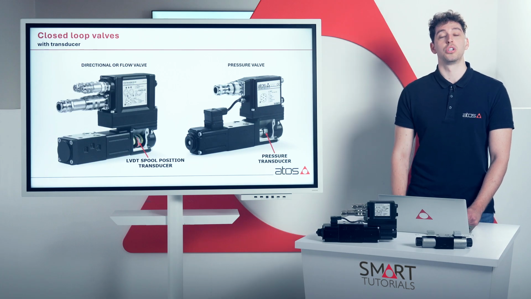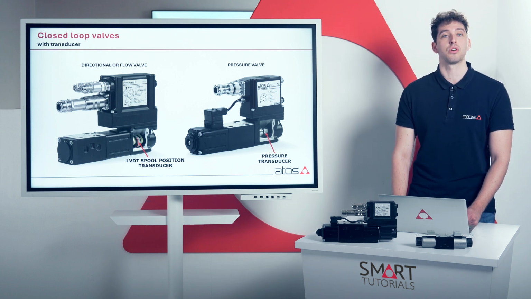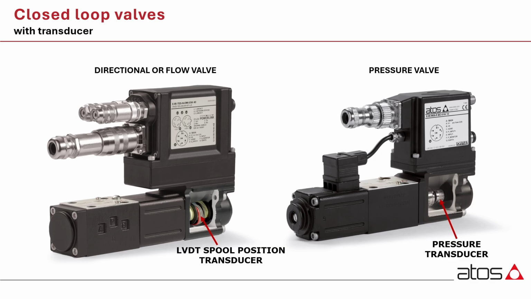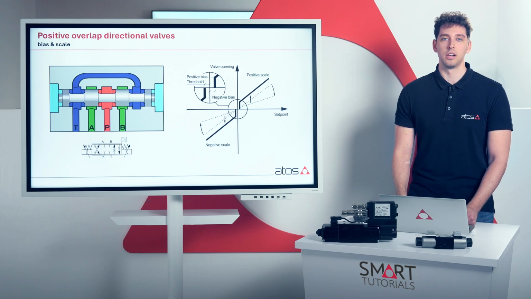And closed-loop valves, which include a feedback from a spool position or pressure transducer. In this case, the control signal is in terms of percentage of the nominal spool stroke, or bar for pressure valves, allowing more precise control and automatic compensation for system variations. Now, let's analyze in more detail each parameter.